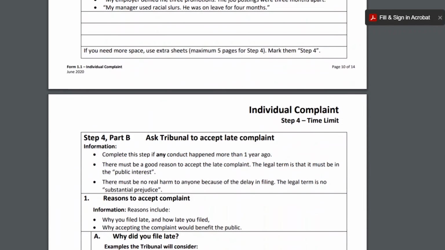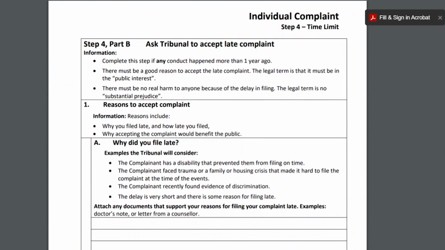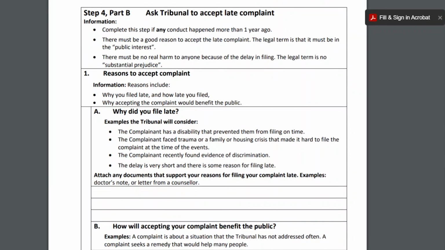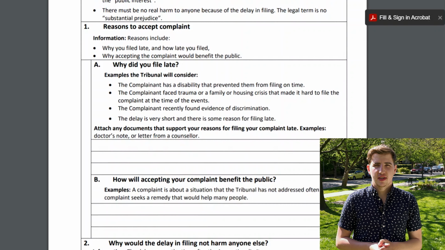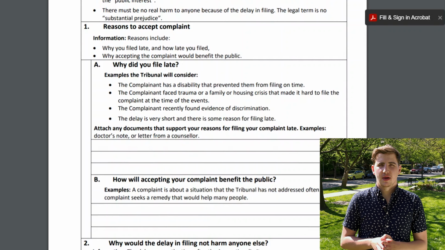Part B. This area of the form is to be filled out if either the entire series of incidents or part of a series of incidents happened more than 1 year ago. This is an opportunity to explain why your complaint should still be considered. This area of the application form is very unclear. There is no guarantee that the application will be accepted late, even if you provide evidence of why it was late or make a convincing public interest argument. For this whole section, you can add up to 5 additional pages, so you are not limited to the small space provided.